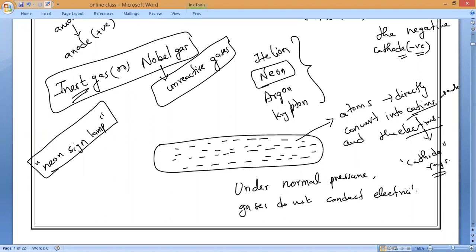That is why we can say gases are poor conductors. Are gases poor conductors or good conductors? They are poor conductors when we pass electricity at normal pressure. What is the reason? Because under normal pressure, the gas particles are close to one another, so they cannot conduct electricity.